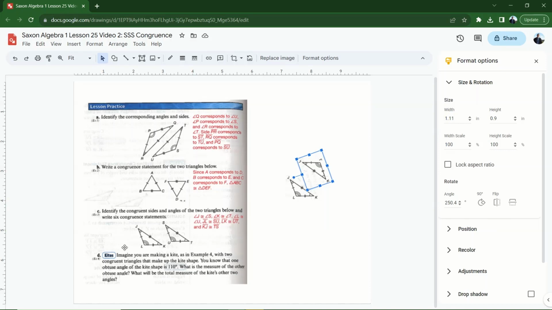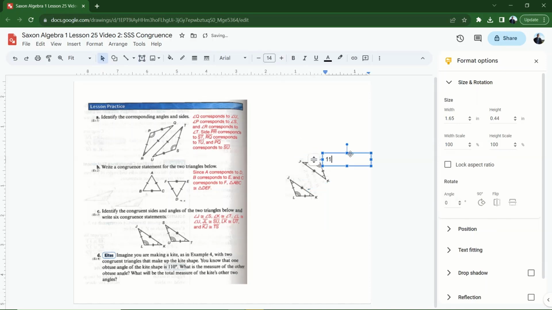You know that one obtuse angle in the kite shape is 110 degrees. So let's go ahead and label that 110 degree obtuse angle. We'll make that this one right here. What is the measure of the other obtuse angle? Well, if these were brought together to make a kite shape, these would have to have the same angle because they're congruent triangles, and that's going to be one of the congruent parts of the congruent triangle.